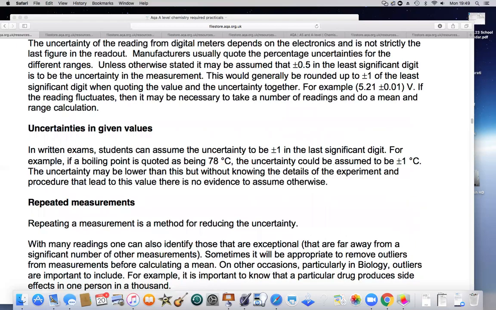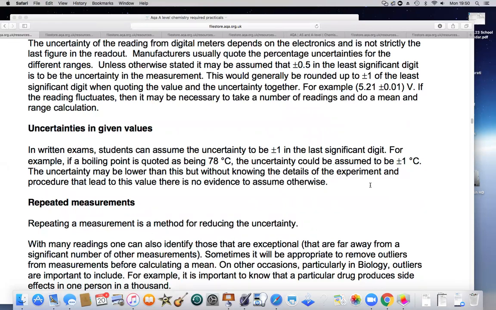And I want to bring it to this paragraph here because this is important for you. Uncertainties and given values. In written exams, students can assume the uncertainty to be plus or minus 1 in the last significant digit. So if a boiling point is quoted as being 78, the uncertainty can be assumed to be plus or minus 1. It may be lower, but without knowing the experiment, the procedure, there's no evidence to assume otherwise.